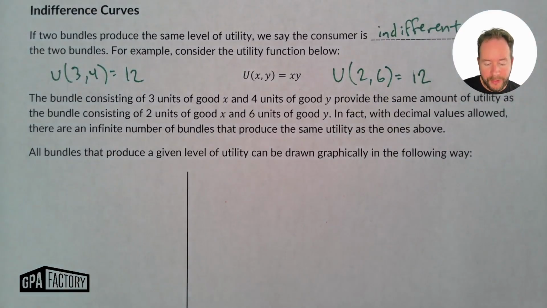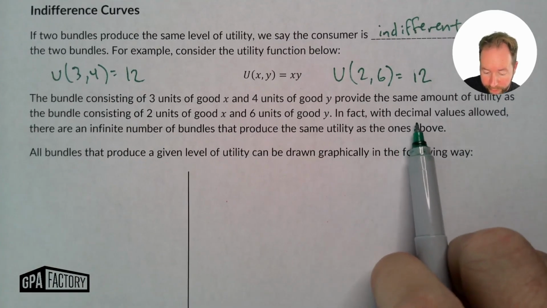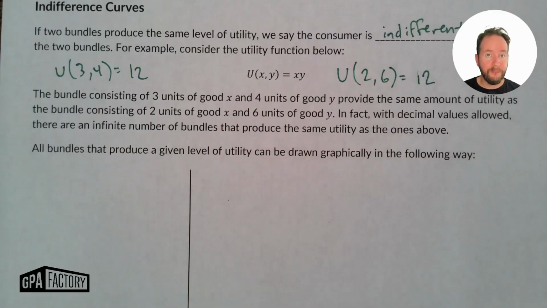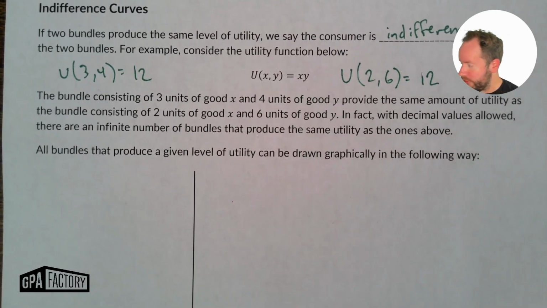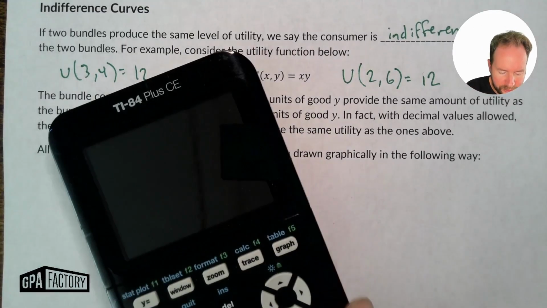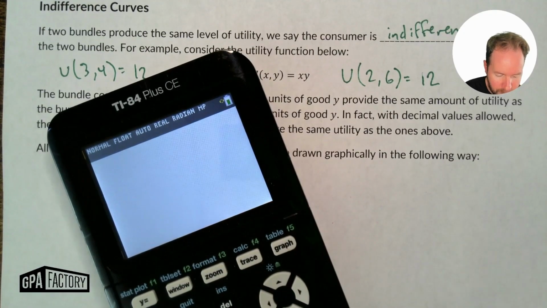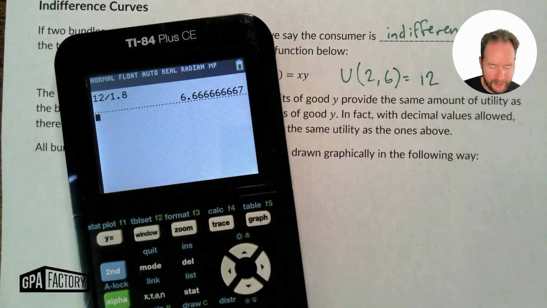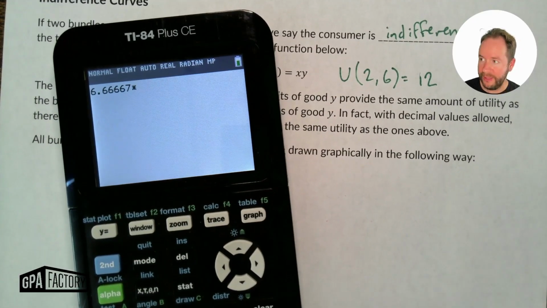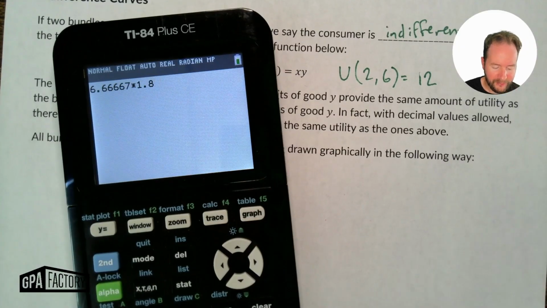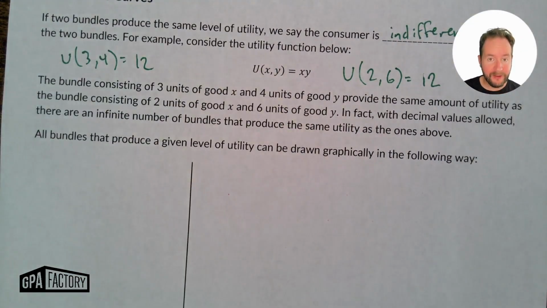Okay, and by the way, there's many more points than just these two, right? I probably could have done something with some weird fractional values. In fact, with fractional values allowed, there are an infinite number of different bundles that I could have picked using these values. Like I could have chosen, let's grab a calculator here. Let's suppose I chose X to be 6.667, and let's say I choose 1.8 for my value for Y. Sure enough, when I multiply them, I get pretty darn close to 12. So I just want to show you that there are many different points, in fact, an infinite number of different points that will produce the same utility for this curve.